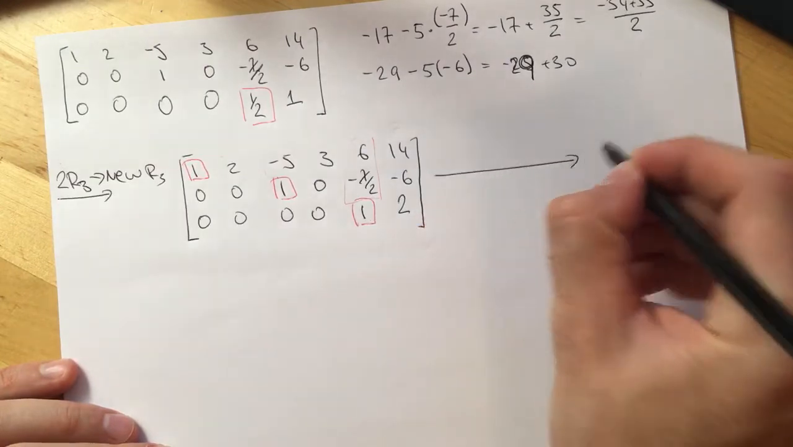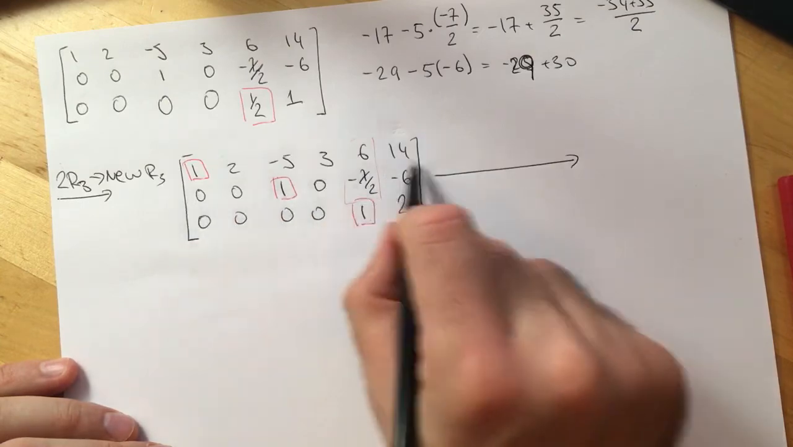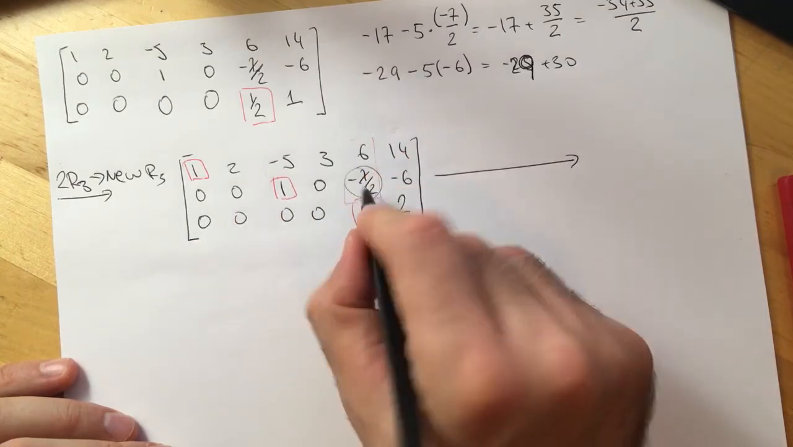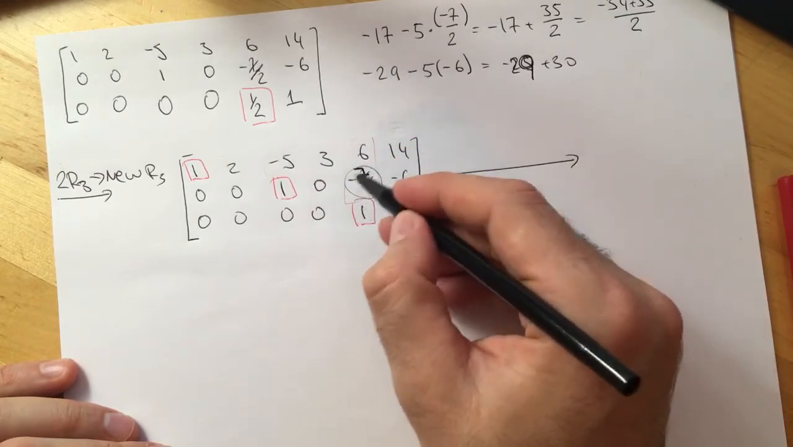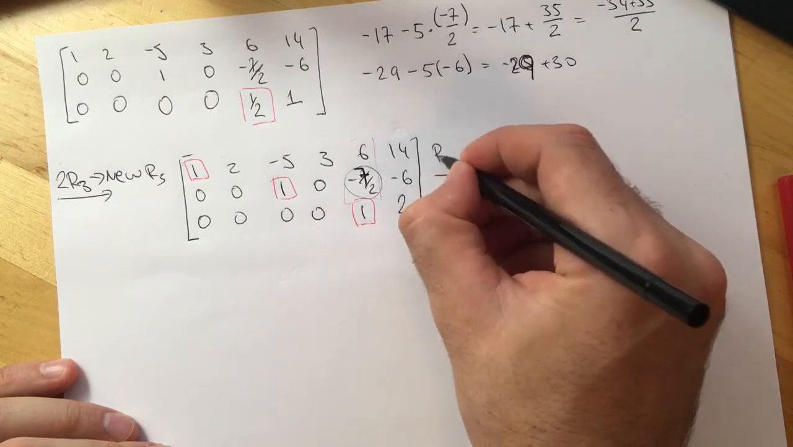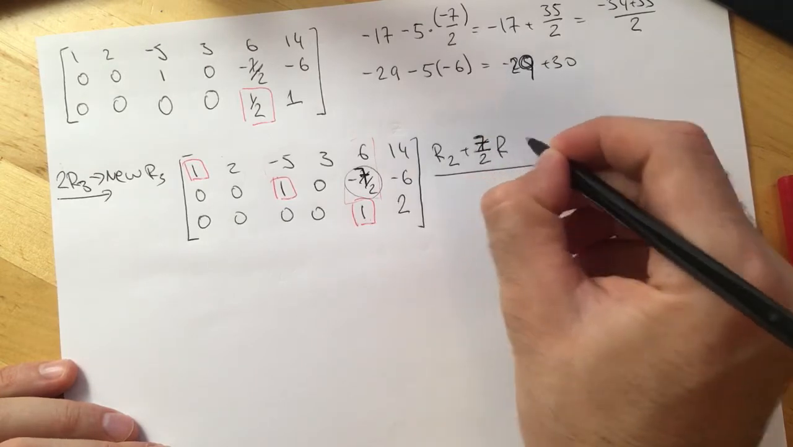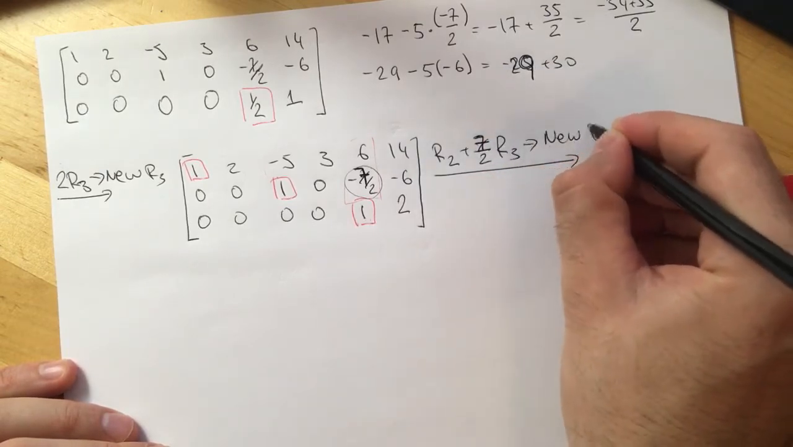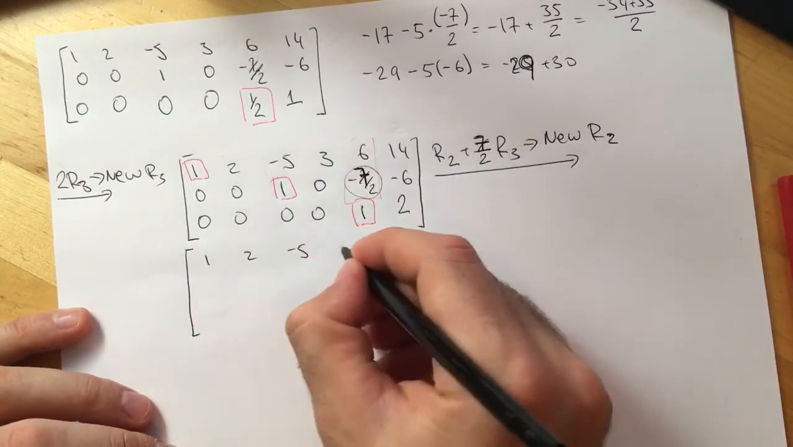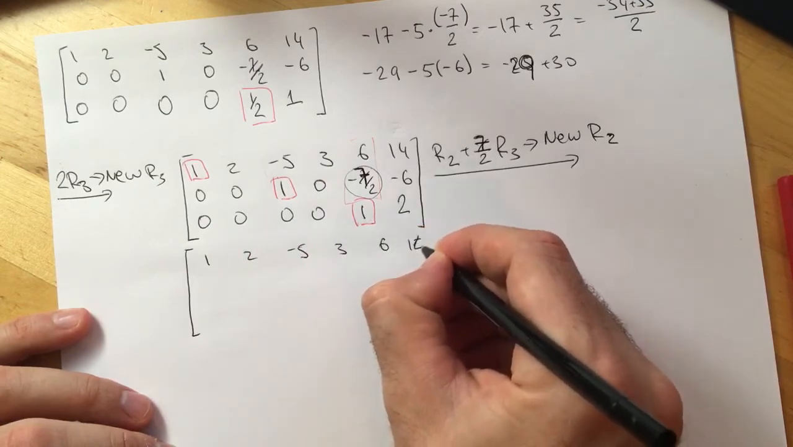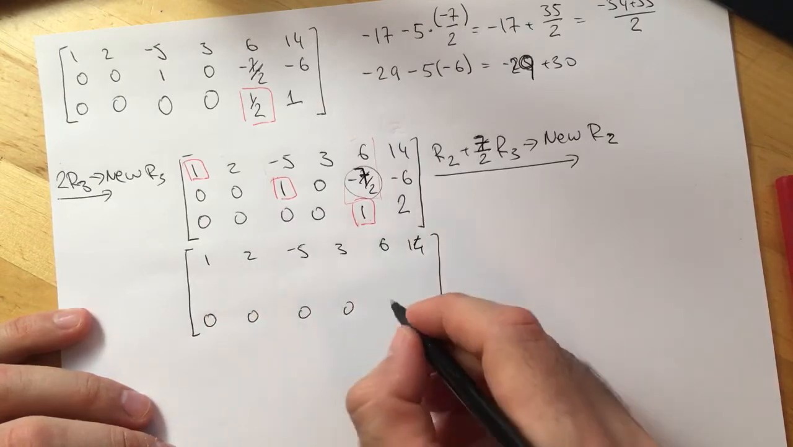Okay, so here you can say now I'm going to affect, right? I want to change the second row. I want to make this entry 0, which is negative 7 over 2. I want to make that one a 0. So I say row 2 plus 7 over 2 row 3 is my new row 2. So 1, 2, negative 5, 3, 6, 14. No changes in row 1. No changes in row 3.